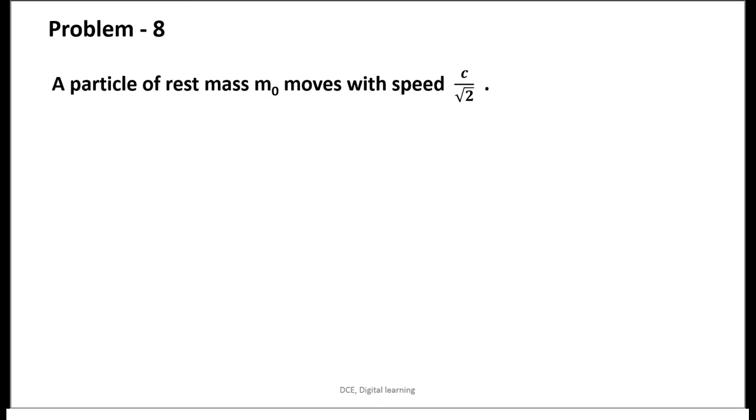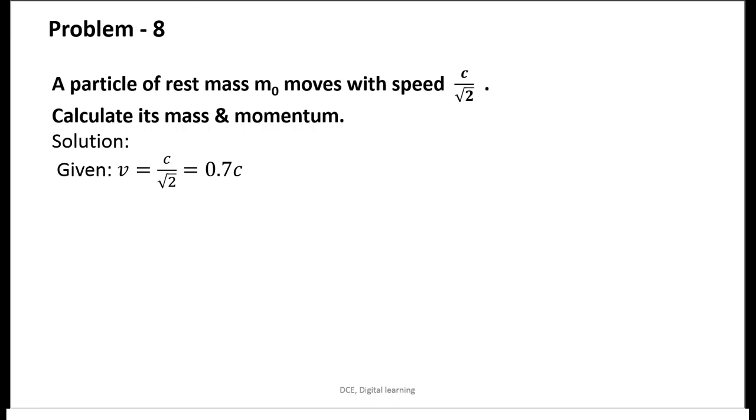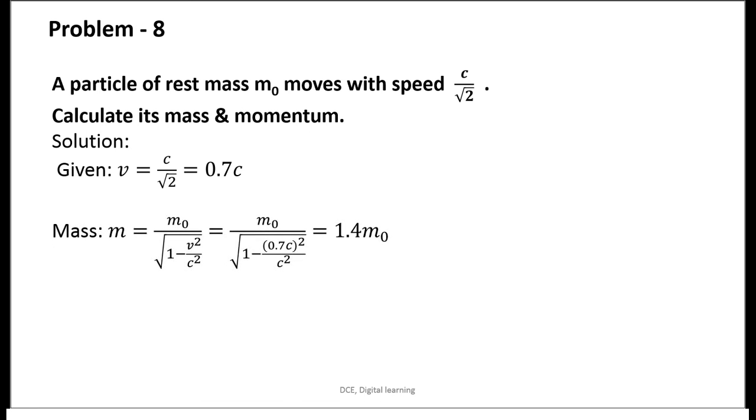The problem is: a particle of rest mass m naught moves with the speed c by root 2, where c is the velocity of light. Calculate its mass and momentum. Given the velocity of the particle is c by root 2, which we can say is 0.7 times the velocity of light c. The mass from the relativistic mass equation, m is equal to m naught by square root of 1 minus v square by c square. Substituting the value of v as 0.7 c and solving this denominator, we get 1.4 times the rest mass m naught.